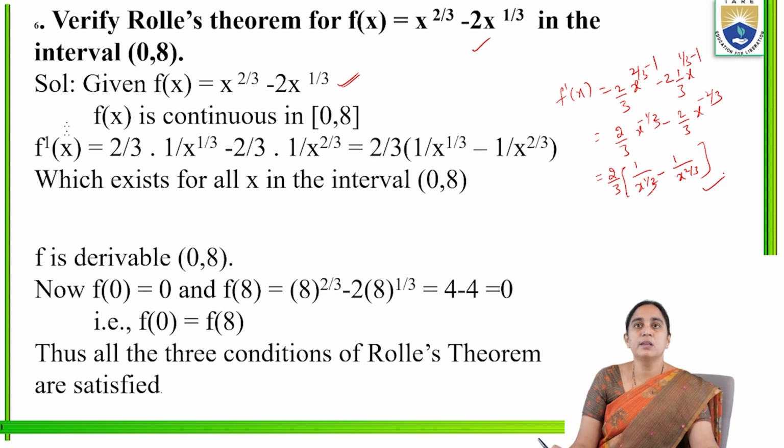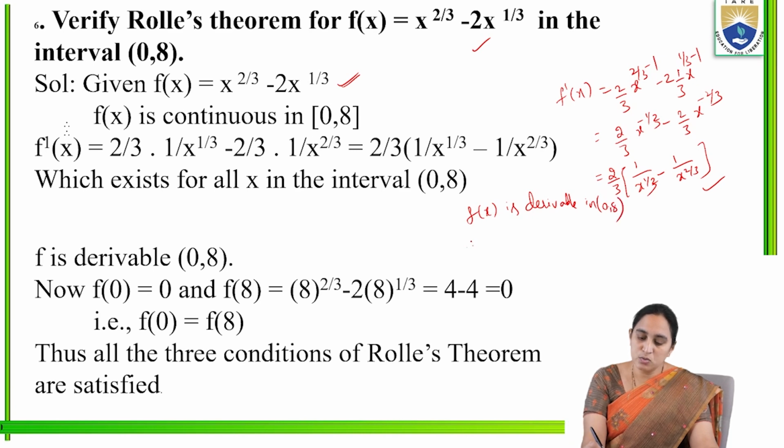This is the derivation of the given function f of x. Is it derivable or not? Definitely it is derivable. If it is derivable, then definitely the given function is continuous. Therefore, f of x is derivable in the open interval (0, 8), so f of x is continuous in the closed interval [0, 8].